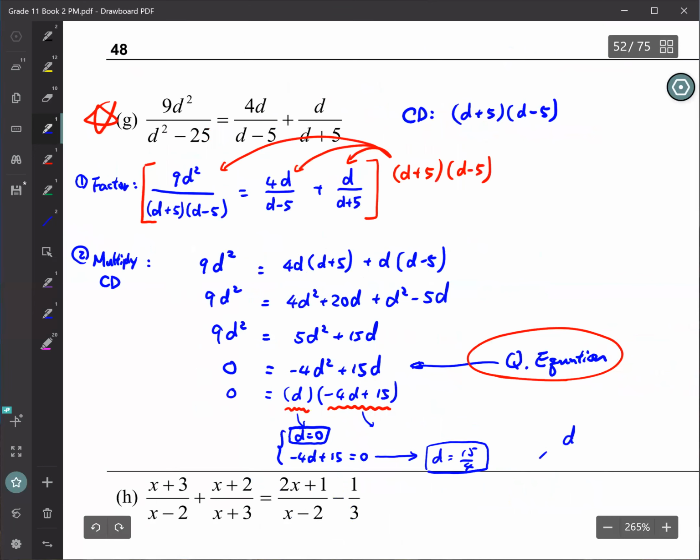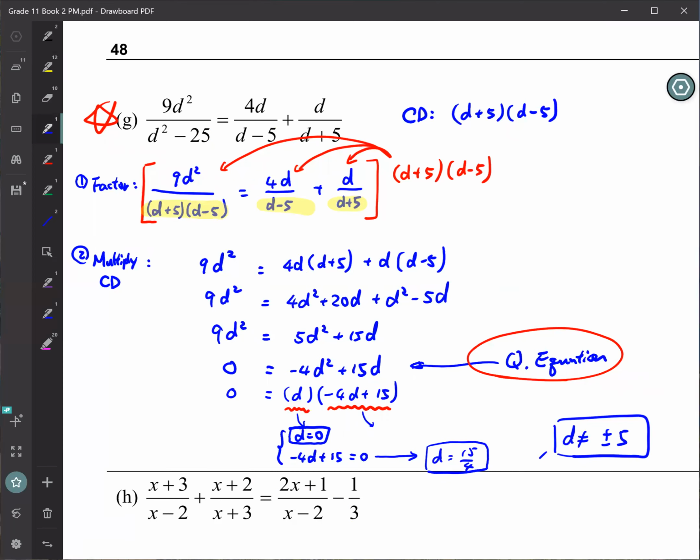Angela, what else are we missing here? Restrictions? Yeah, D cannot be. Where do you find that? The original question or the factored form? I prefer the factored one. So what's the restriction then? D can't be -5 or 5. Yep, so plus minus 5. Okay, perfect. So restriction does not reject any of the answers, so we keep everything here.